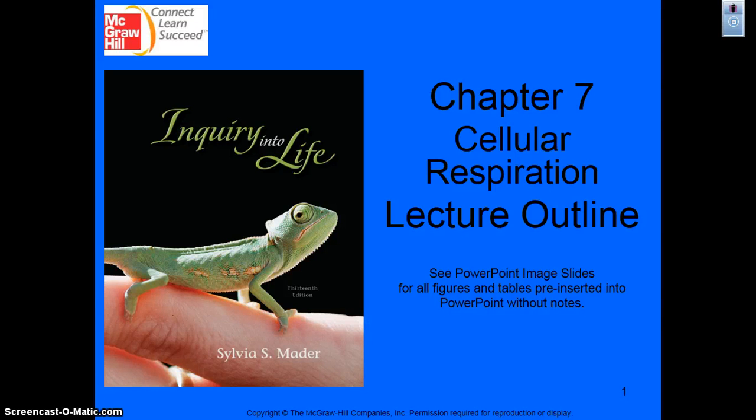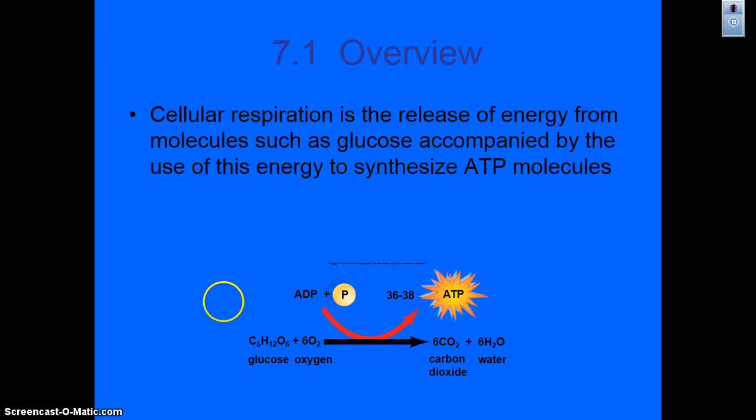We're going to take a quick look at Chapter 7. We're not going to spend a lot of time on it, but it's going to be looking at cellular respiration. Let's take a look at what cellular respiration is. It's the release of energy from molecules such as glucose, accompanied by the use of this energy to synthesize ATP molecules, or make ATP. So this is what's going on inside of every one of your cells in your body.